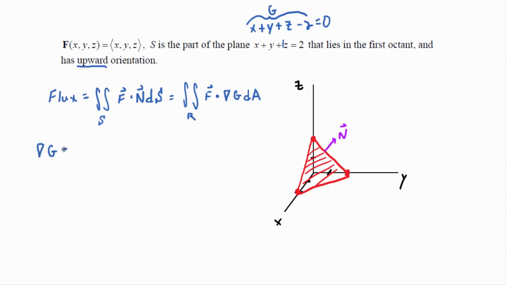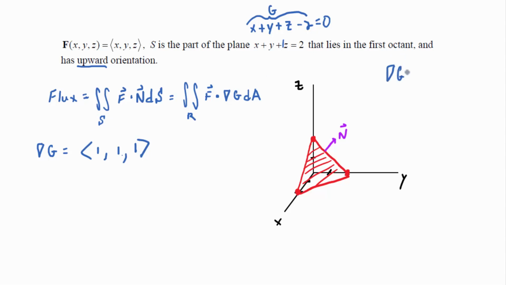So what's del G then? Gradient of G, what is that? I plus J plus K. Yeah, it really is. I'll use this notation here: I, so 1, 1, 1. Would you buy that? And you just took the partials of G. Partials of it, yeah. That's the gradient, yeah.